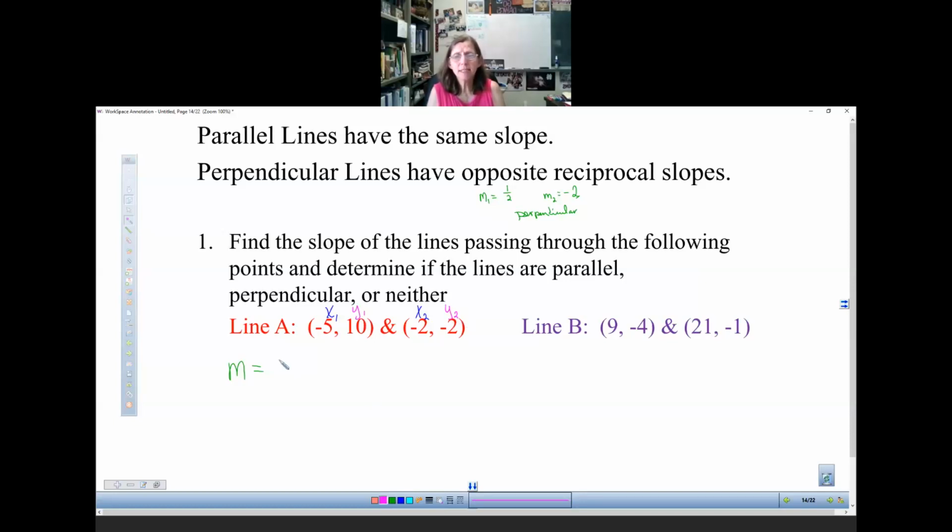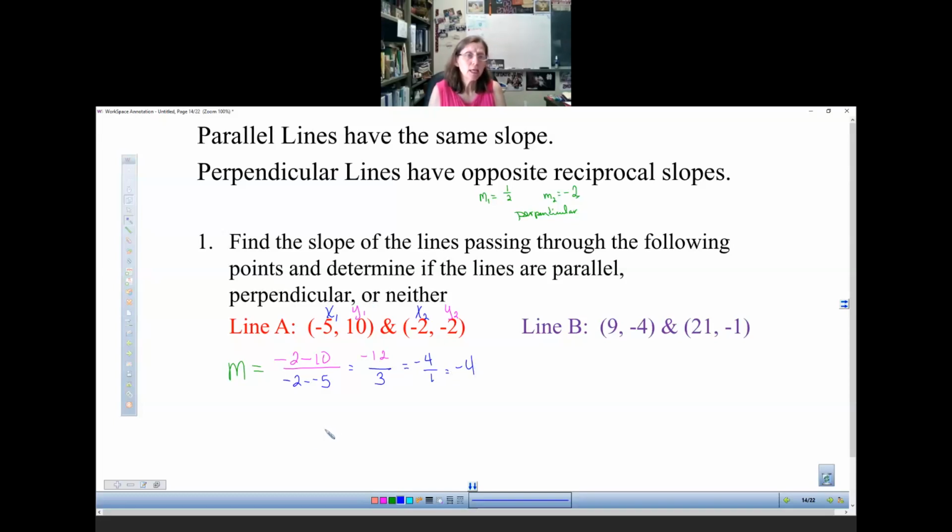So my difference in the y's is -2 minus 10. That's my rise, over the difference in my x's. So I have -2 minus -5. In the numerator I'm going to end up with -12, and in the denominator of my slope I'm going to end up with +3. Okay, I'm making that a plus 5. This actually simplifies to -4, or -4 over 1, whichever way you want to write it. So my slope for this line is -4.